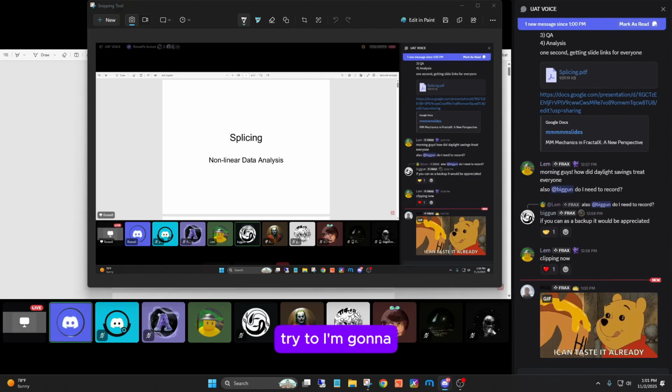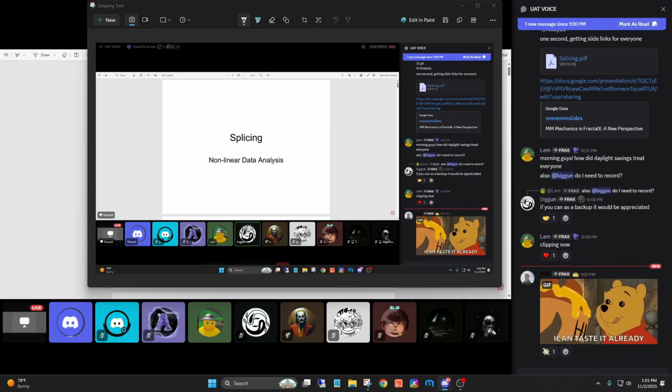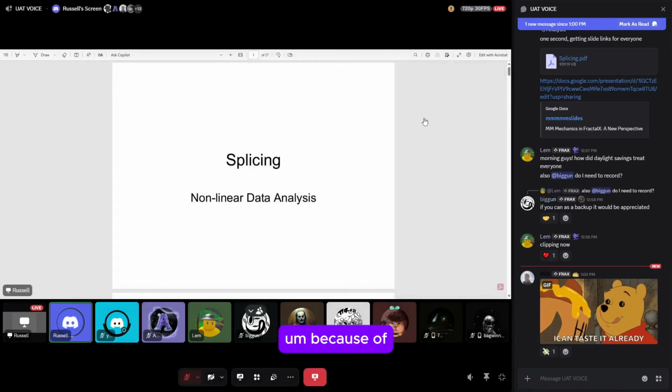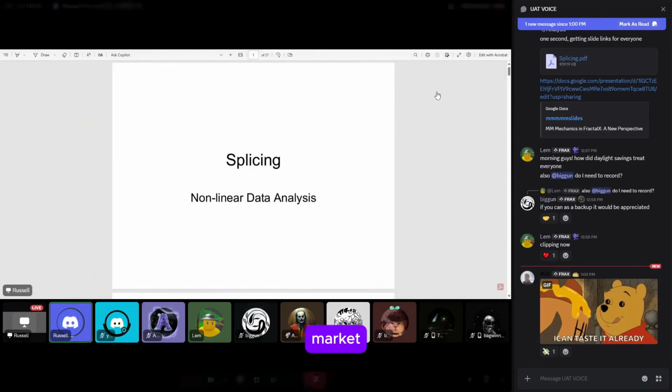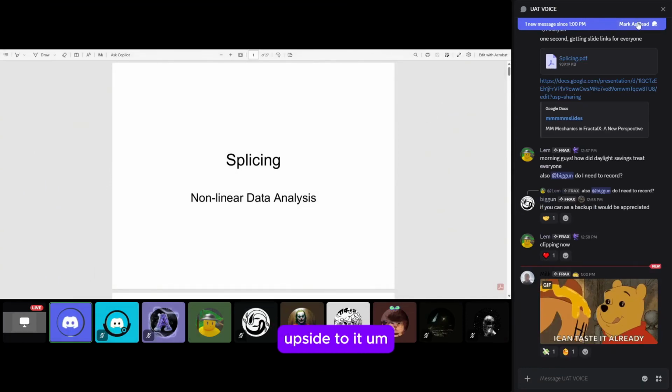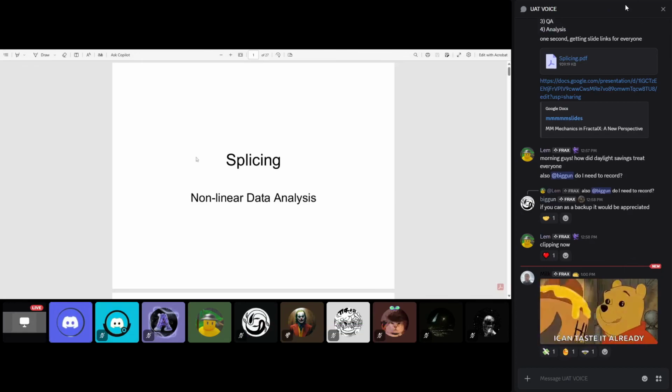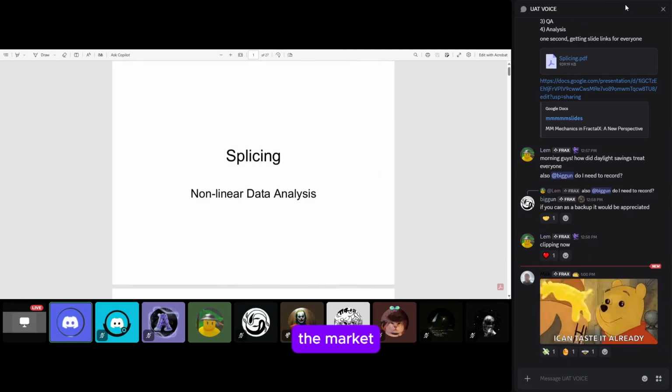So I'm going to explain this stuff from a different level, and then I'm going to show how this works, and it's really valid for options. Because of the way the options market works, it has crazy upsides to it. So basically our splicing is nonlinear data analysis. All the retail systems out there always use linear data, which is fine, but linear data is not a real good representation of what's going on in the market.